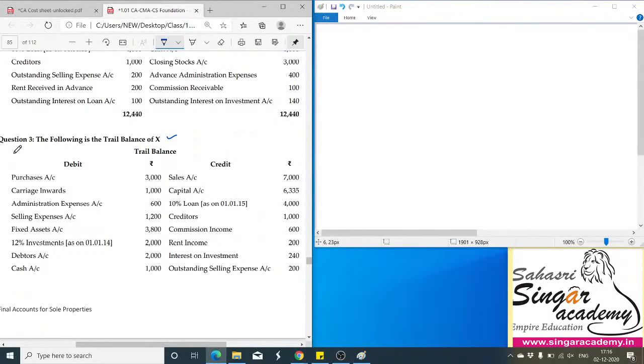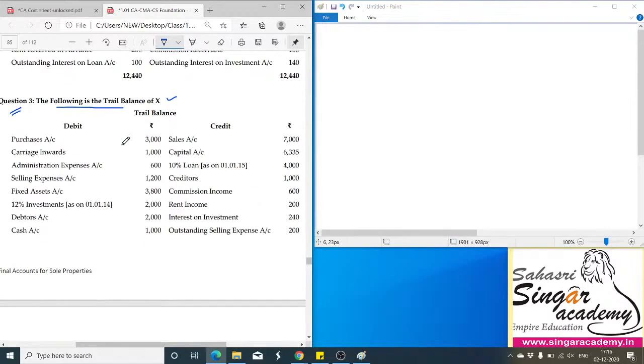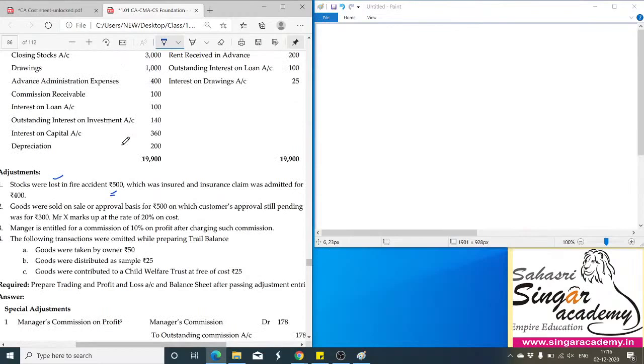Question number 3. Following is the trial balance of X, and subject to these adjustments we have to prepare trading and profit and loss account and balance sheet after passing adjustment entries. Now I am going to pass the adjustment entry for the first one.